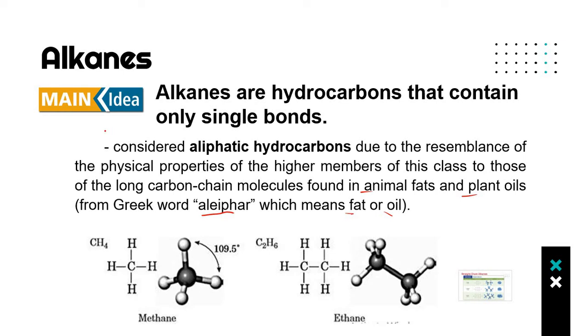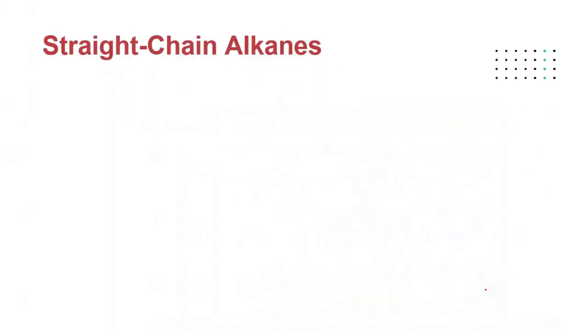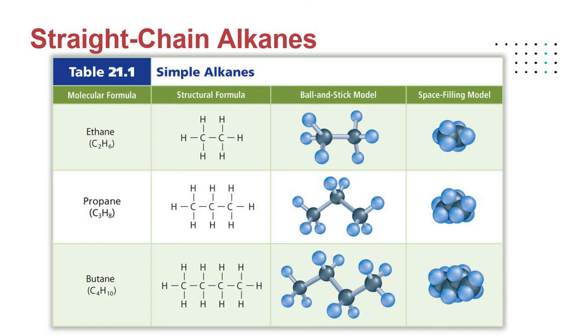So this is an example of a simple alkane, methane. There is only 1 carbon and all of the bonds around it are single bonds. This is ethane. So you can have 2 carbons and only single bonds among them. Here are some examples of straight chain alkanes. Just straight chains for now. The branched ones are for next week.